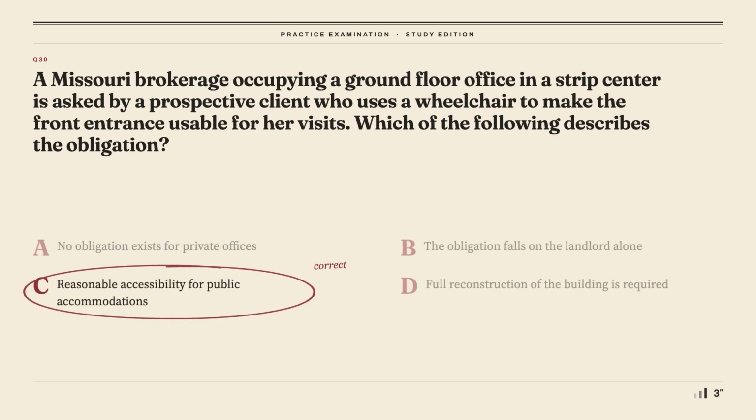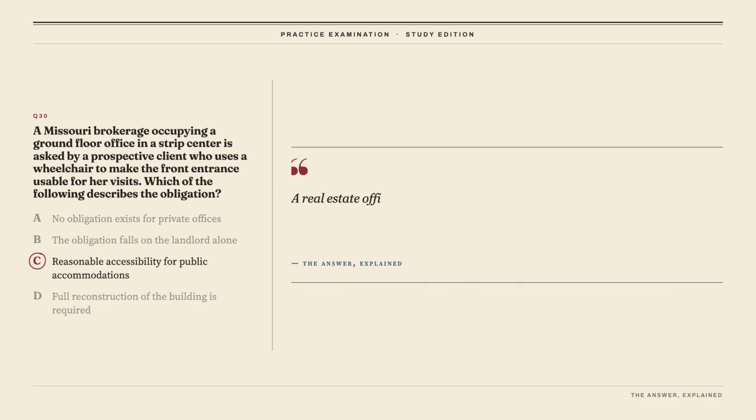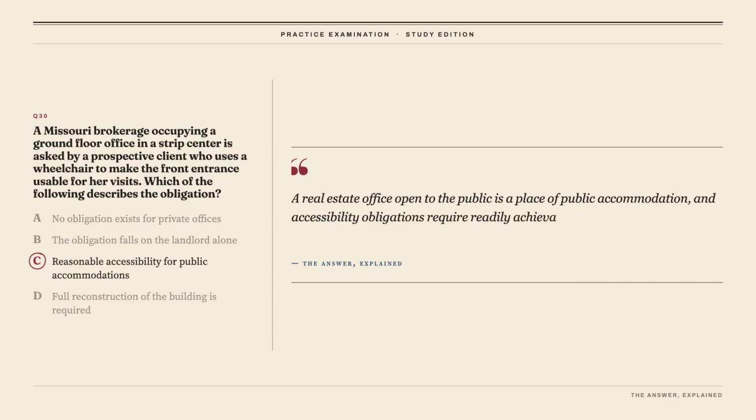The correct answer is C. Reasonable accessibility for public accommodations. C is correct because a real estate office open to the public is a place of public accommodation, and accessibility obligations require readily achievable barrier removal and reasonable modifications to policies and practices.